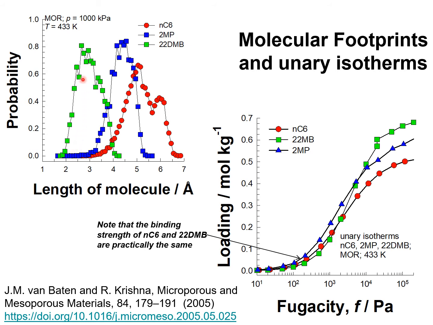By sampling several thousand conformations of each of the hexane isomers, it is possible to construct a probability distribution of the lengths of the footprints for normal hexane, 2-methylpentane, and 2,2-dimethylbutane. 2,2-dimethylbutane has the shortest footprint, say about 2.8 angstrom. 2-methylpentane has a footprint on average of 4.5 angstrom, and the normal hexane footprint on average is larger, which is about 5.5.